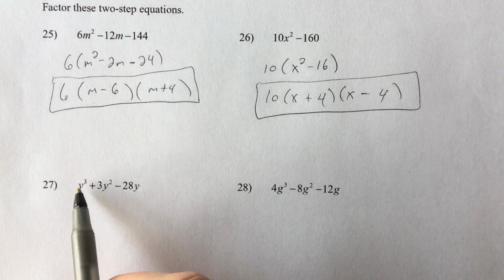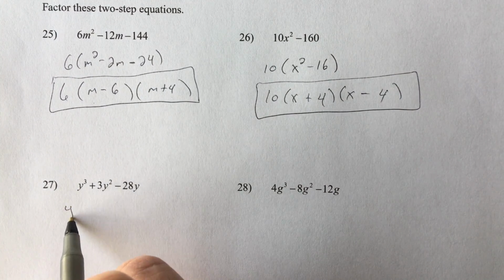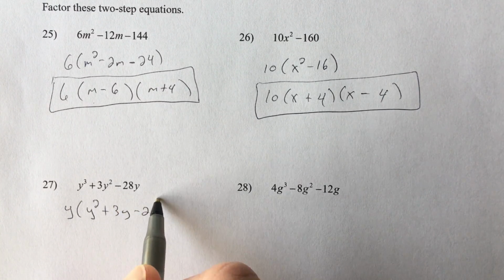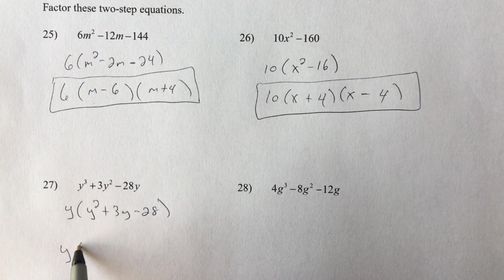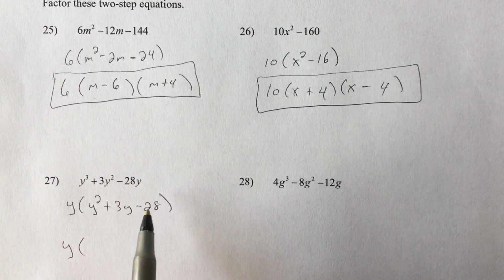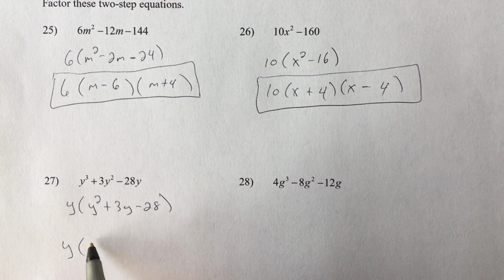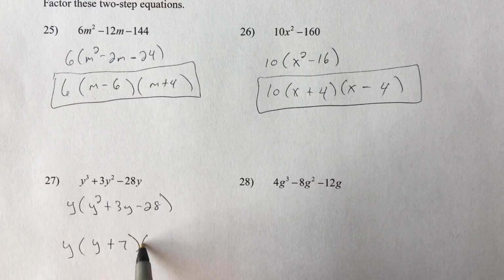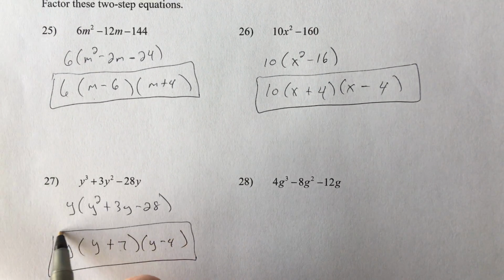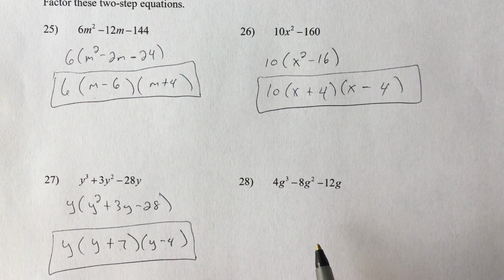On 27, everything has a y, so I'm going to pull that y out, with y squared plus 3y minus 28 left. I'm thinking now, what two numbers multiply to equal negative 28 and add to equal 3? And 28 doesn't have too many options to it. Eventually you'll find positive 7 and negative 4. 7 times negative 4 is negative 28. 7 plus negative 4 is 3. And there's our answer.